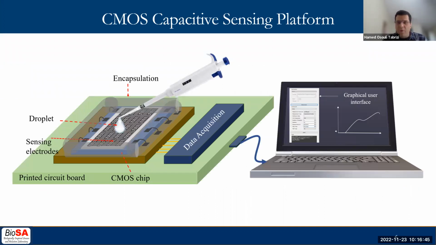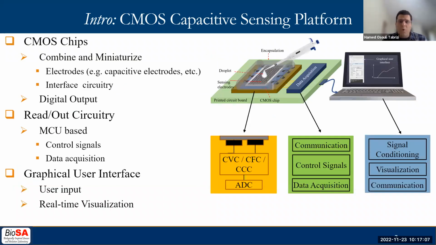This is an overview image of my work, CMOS capacitive sensing platform for cellular and molecular monitoring. It includes design and implementation and also test of new hardware and software, where hardware itself consists of on-chip and off-chip electronics. On-chip or integrated circuit design part of the work includes capacitive electrodes and interface circuitry on a single CMOS chip.